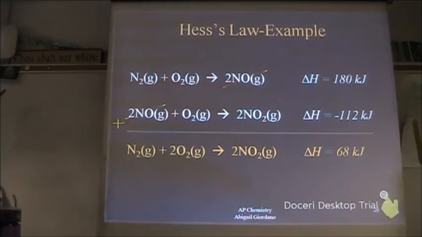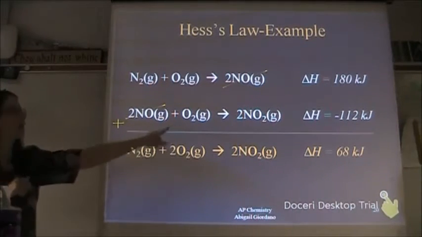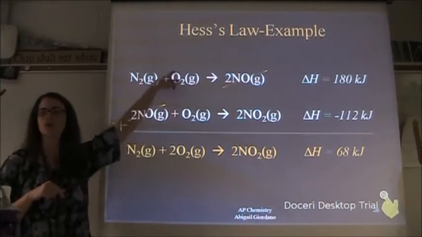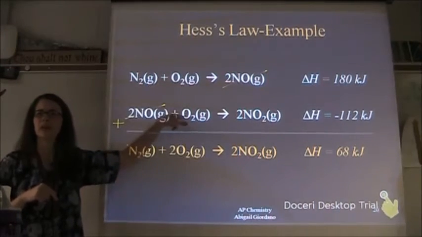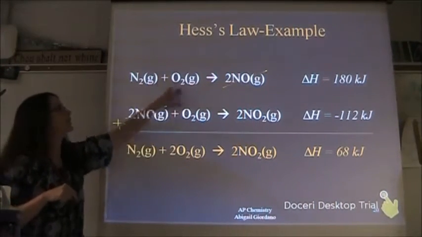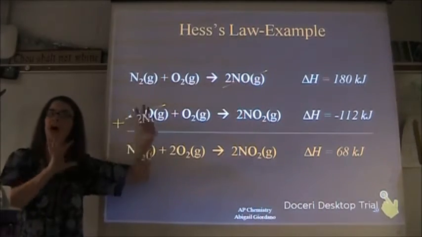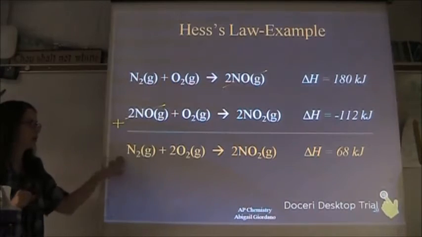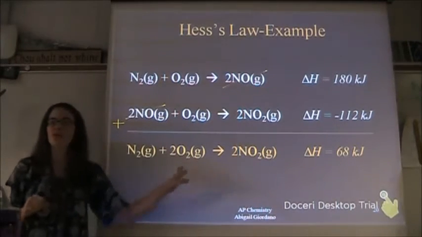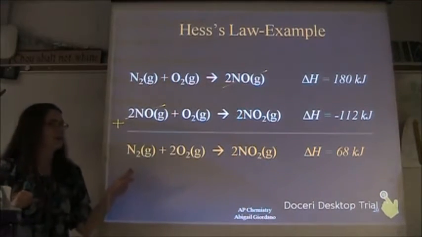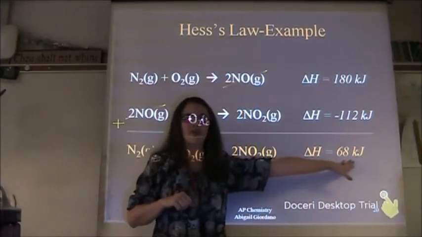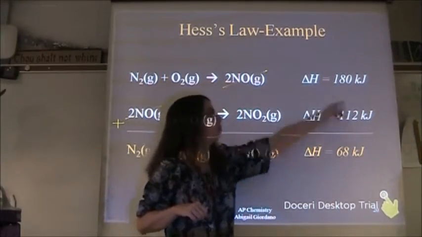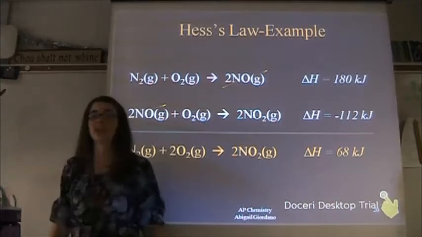Can I cancel anything else out? Why can't I cancel out the O2? I mean, those are the same. Yeah, they're on the same side of the arrow. They're not on opposite sides. When I bring everything down, this is my overall reaction. And this is my overall change in heat. Where did I get this number? I just simply added those 2 numbers together. That's all.